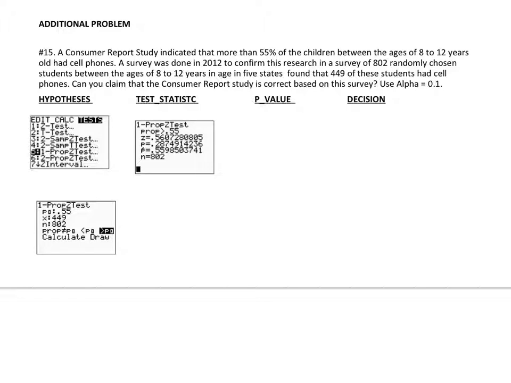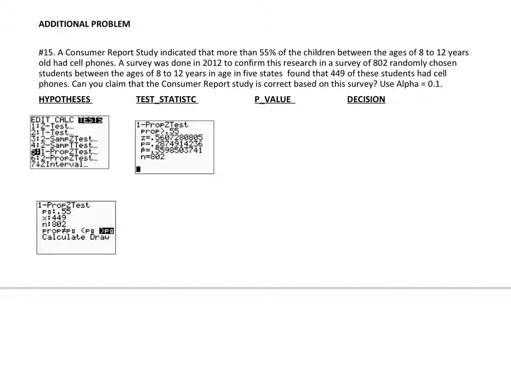So now in the last problem, we're going to look at a consumer report study that indicated that more than 55% of the children between the ages of 8 and 12 years old had a cell phone. A survey was conducted in 2012 to confirm this research in a survey of 802 randomly chosen students between the ages of 8 to 12 years in 5 states, and found that 449 of these students had a cell phone. Can you claim that the Consumer Report is correct based on this survey? Use alpha is equal to 0.01.